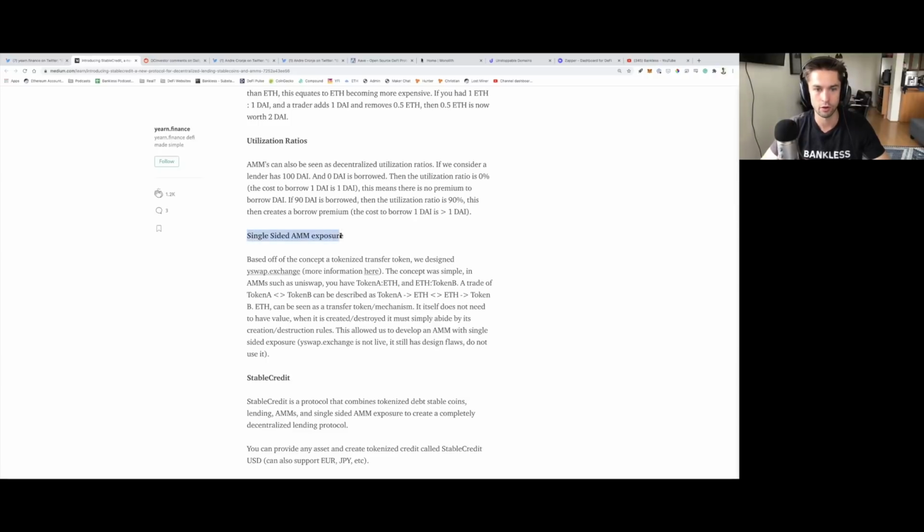And then Andre goes into something that he calls single-sided AMM exposure. And he writes, based off the concept of tokenized transfer token, we designed YSwap Exchange. More information here, and I'll link this article in the show notes. The concept was simple. In an AMM, such as Uniswap, you have token A to ETH and also ETH to token B. A trade of token A to token B can be described as token A to ETH to token B, right?